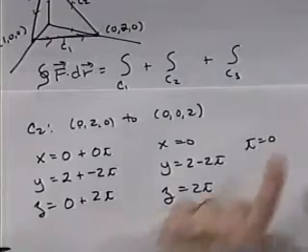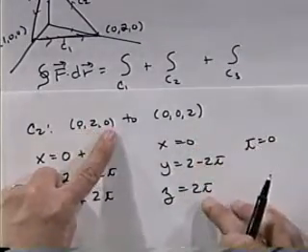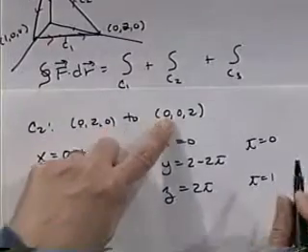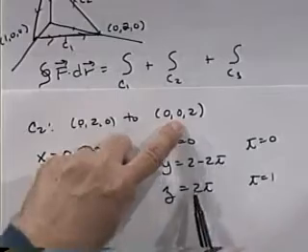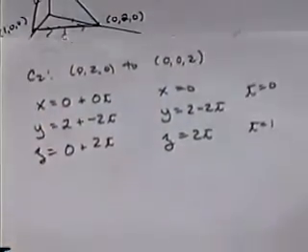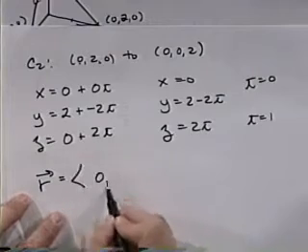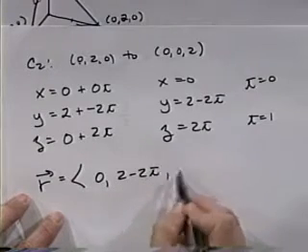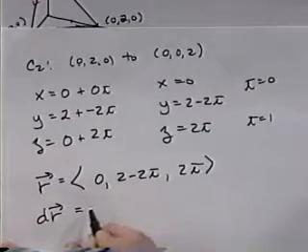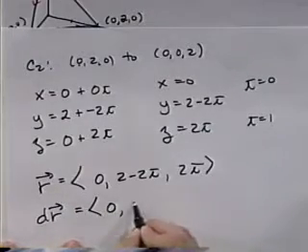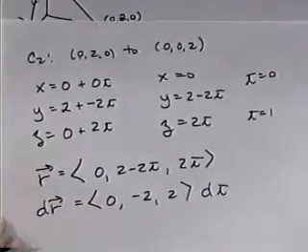Check yourself. If you plug in t equals 0, you should get the first point. I get 0, 2, 0. That's good. If I plug in t equals 1, I should get the last point. T equals 1 gives me 0, 2 minus 2 is 0, 2 times 1 is 2. It works. So my r is going to be 0, 2 minus 2t, 2t. So dr is your derivatives, 0, minus 2, 2, and of course you'll have your dt at the end.